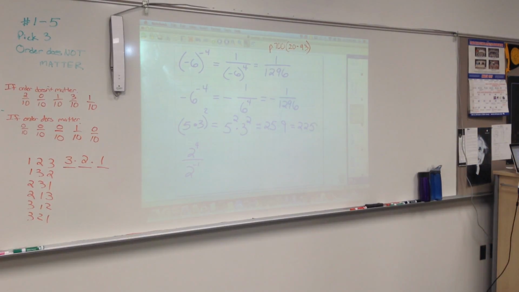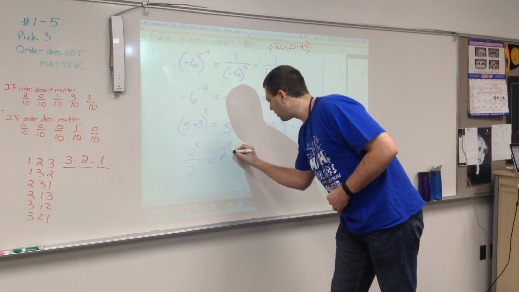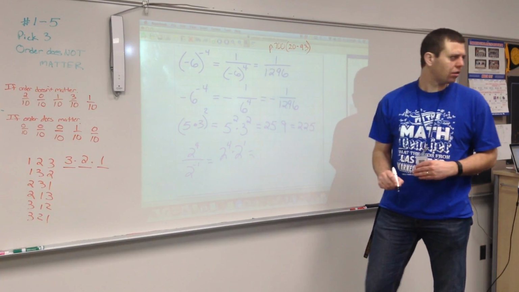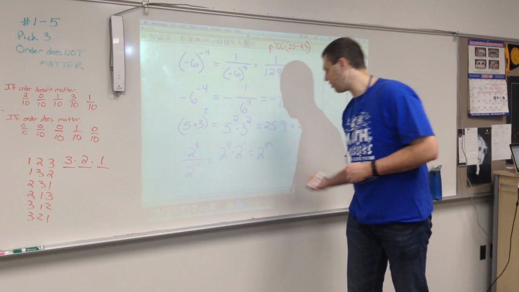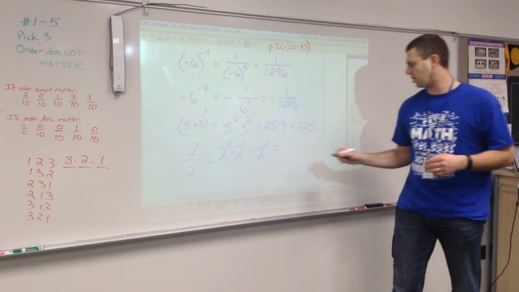What would you do there? Move 2 to the negative 1 to the top. Why? What does that do for us? Makes it positive. Gives you a positive power. So this would really then become 2 to the 4th times 2 to the 1st. When you multiply, what do you do with the exponents? Add them, so that would be 2 to the 5th. Then you could probably get out a calculator and get your answer of 32.